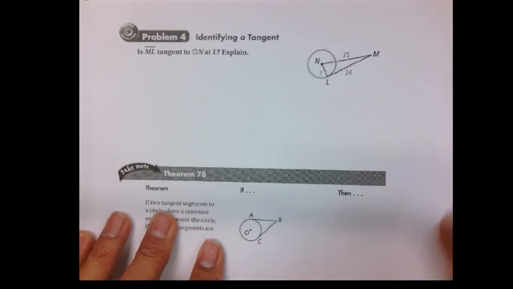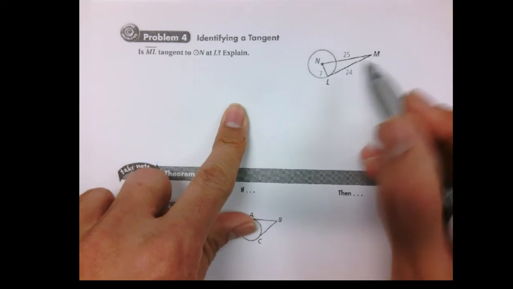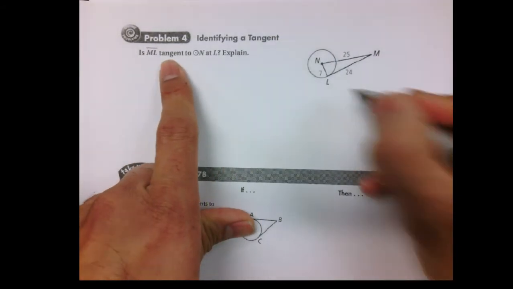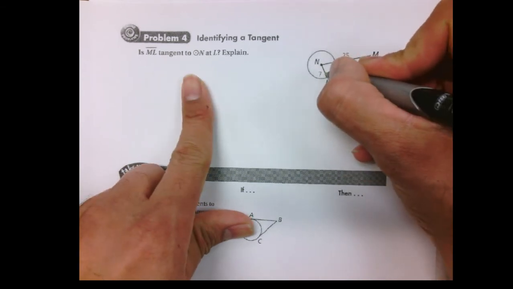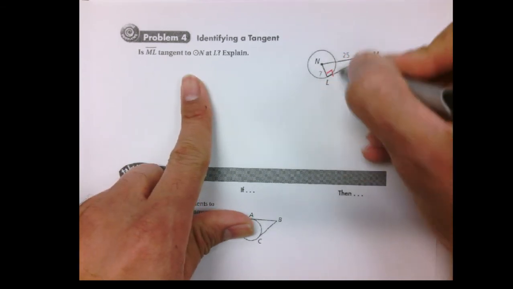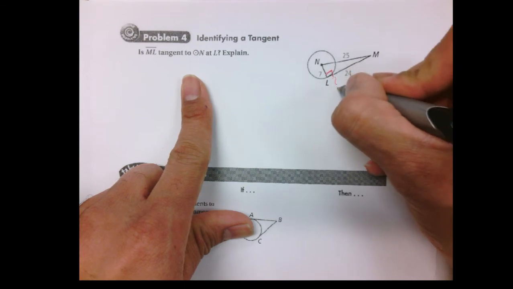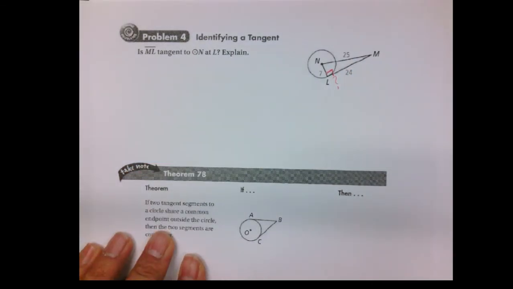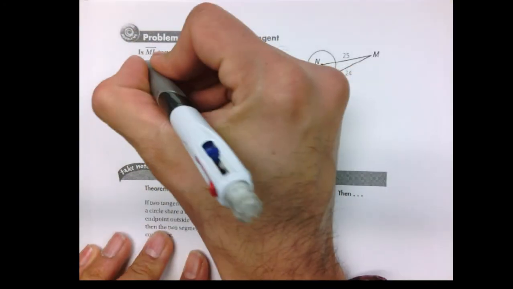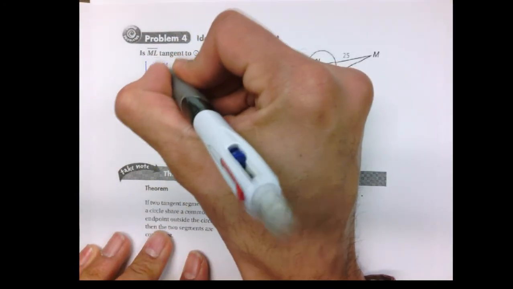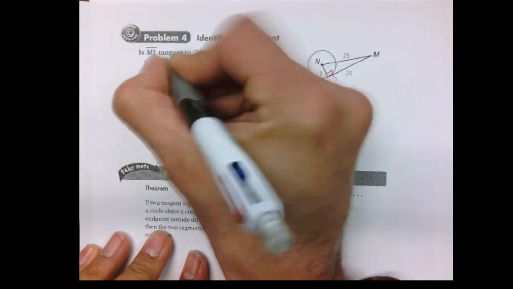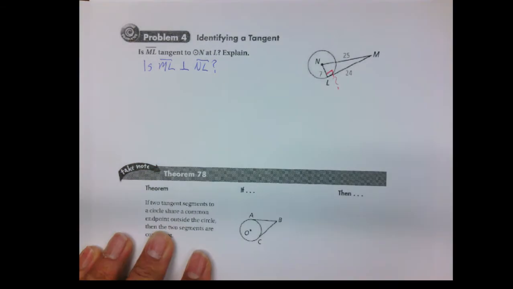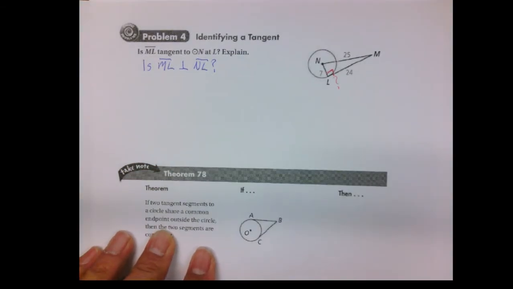I guess, remember, if ML is tangent, what's the relationship between this potentially tangent line and the radius? Well, we have to have a right angle here, based on that theorem we talked about earlier. So is that a right angle? That's kind of the question we want to know. Is ML perpendicular to NL? If you think you have an idea, just keep going and try to pause it and try to work it out.